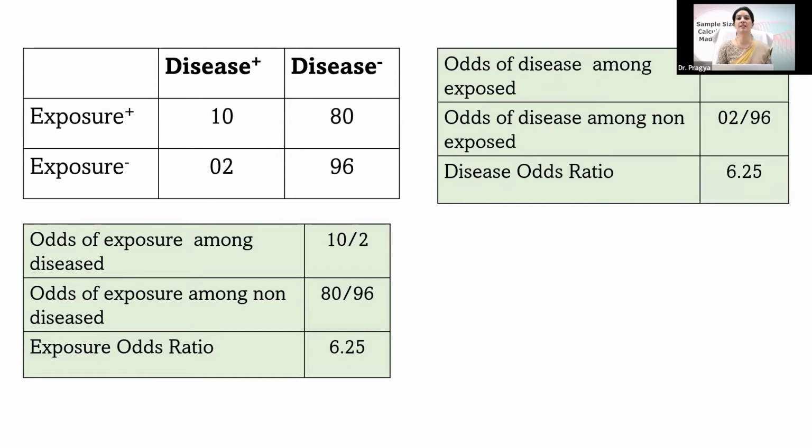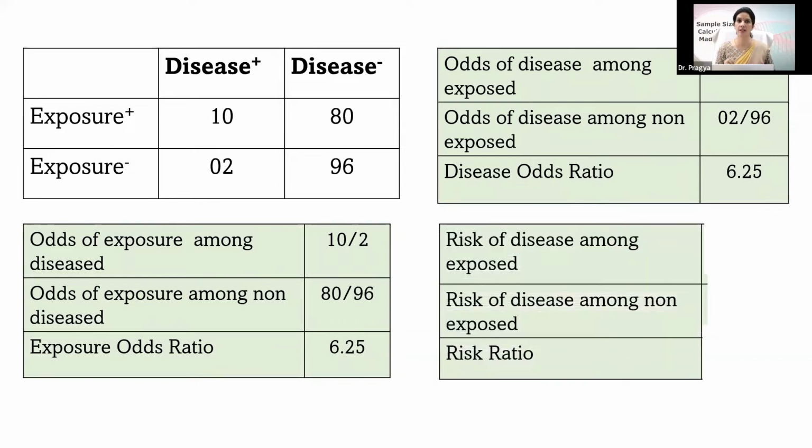So again, we can see that the exposure odds ratio and disease odds ratio, although we calculate the disease odds ratio horizontally and the exposure odds ratio vertically, are numerically the same. Now let's see this with the risk.